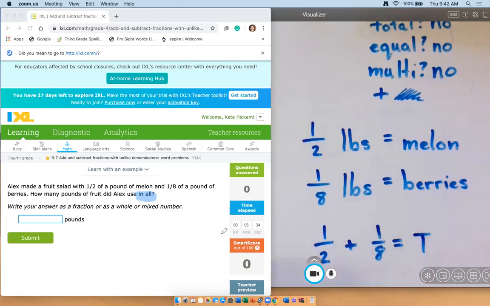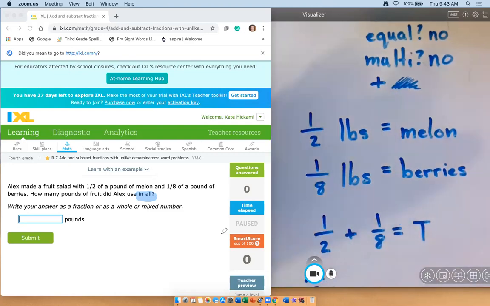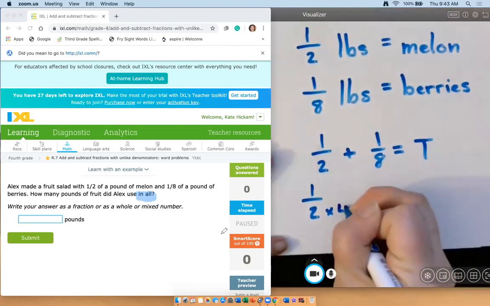However, I need to get a common denominator, because when I have two fractions that I'm adding, I need to have a common denominator. To find a common denominator, I know that my first step is to see if the smaller number goes into the larger number evenly. So does 2 go into 8 evenly? It does. So I have to think, what times 2 equals 8? Well, in this case, it's 4. 2 times 4 is going to get me 8.